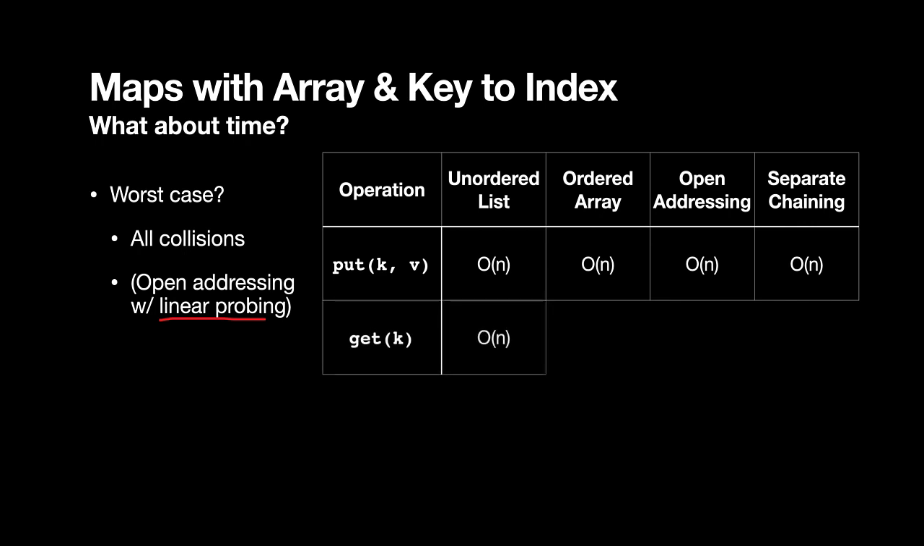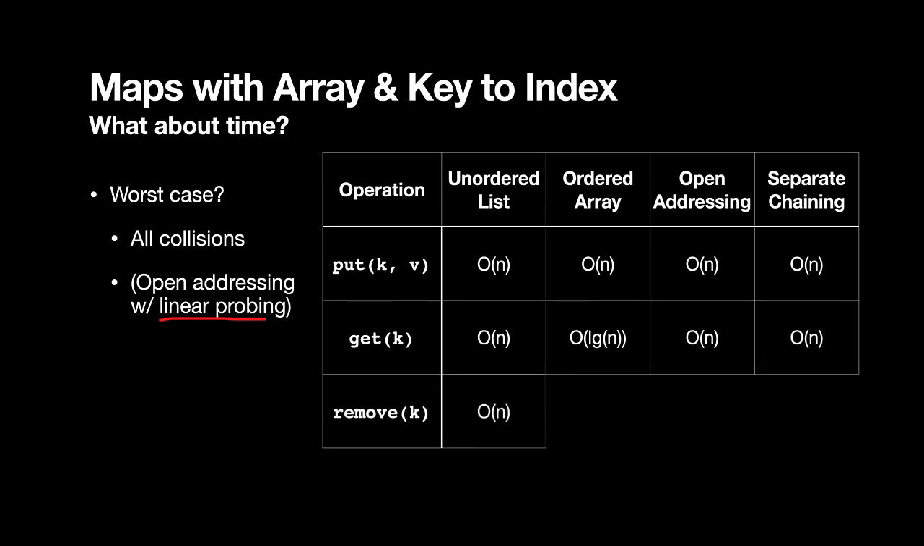So get with the unordered list was order n. The ordered array was log n. And with open addressing, we may have to go through that linear probing process and find something, and we may have to look through all of the pieces of data that have already been added if everything resulted in a collision. Same is true of separate chaining. So the remove, essentially the same sorts of arguments. We may have to go through everything that's in the list or the entire array.